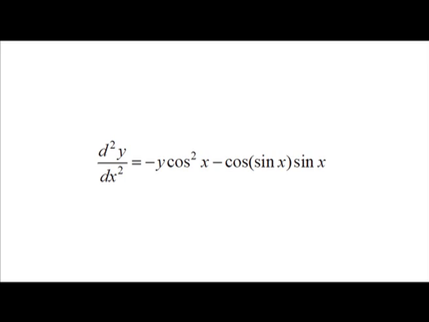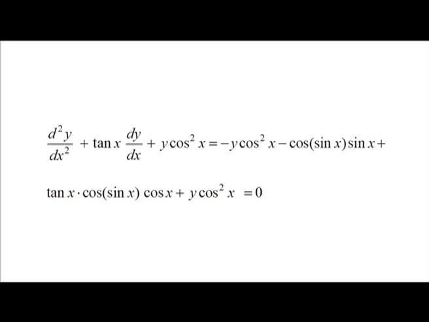Thus, d square y by dx square plus tan x into dy by dx plus y into cos square x equal to minus y into cos square x minus cos of sin x into sin x plus tan x into cos of sin x into cos x plus y into cos square x equal to 0. The result holds good for all those values of x for which cos x is not equal to 0, as only for those values of x tan x is defined.